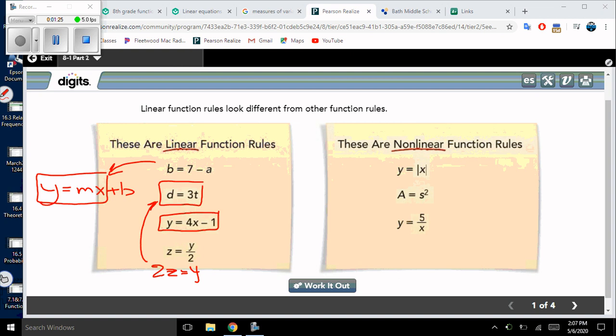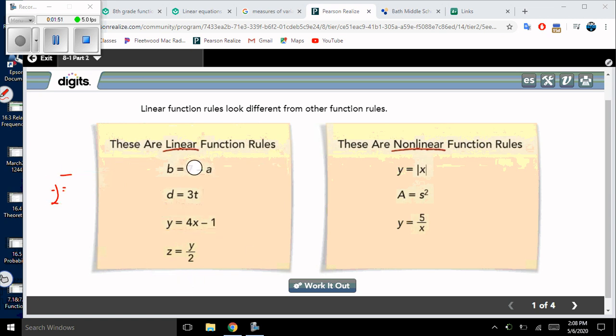The only catch would be we could say, hey, this is the same as y. And in this particular situation, remember, we could move around this idea of 7 minus a by saying, hey, that's b equal negative a, or the opposite of a, plus 7. And so that puts it, again, back into this format of y equal mx plus b, and therefore it is linear.